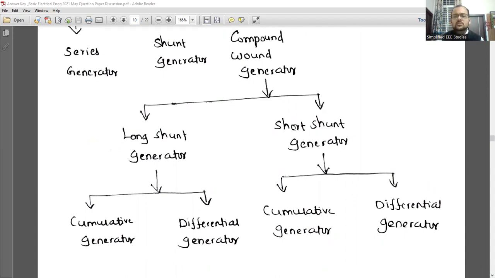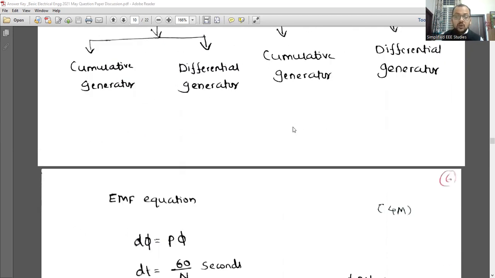This is a flow chart. This is more than sufficient for this particular question. If possible, write 1 or 2 sentences about this. Hope it is clear to everyone.